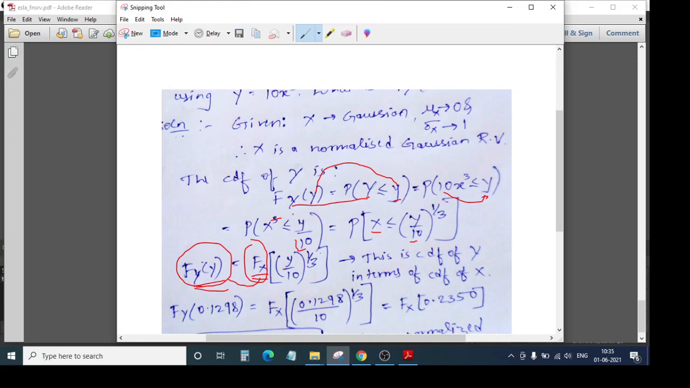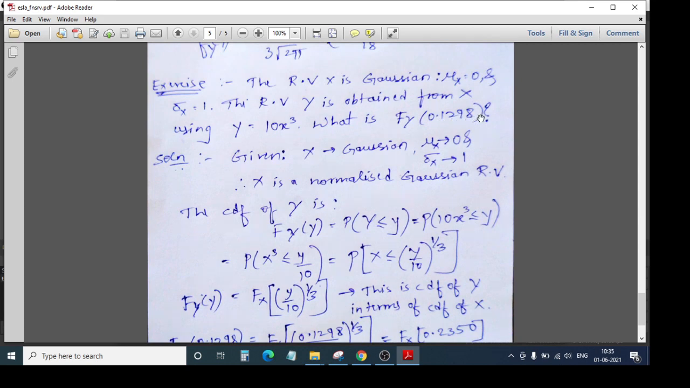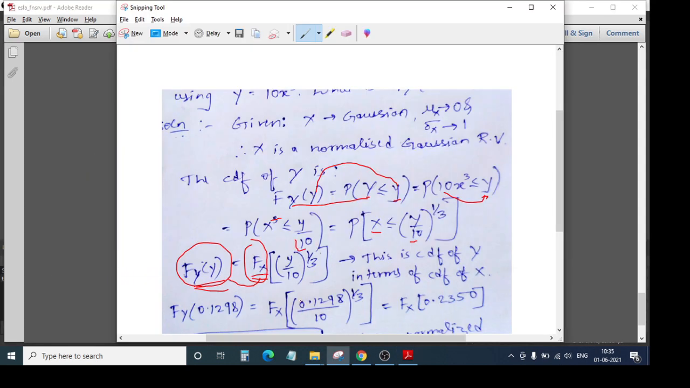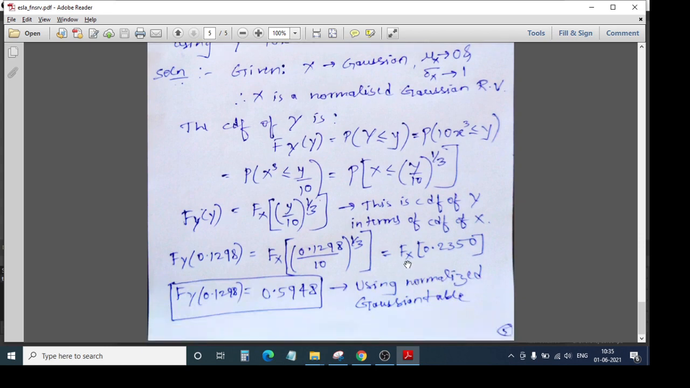He has given us the value of y. See here, the value of y is 0.1298. Substitute that value. Instead of y, we use here 0.1298. Divide it by 10, take the power 1 by 3. Then you will get F_X of 0.2350. You already know how to find this F_X of 0.2350. We will use your normalized Gaussian table. You have that table with you. Just search for the value 0.2350 and the answer is 0.5948.